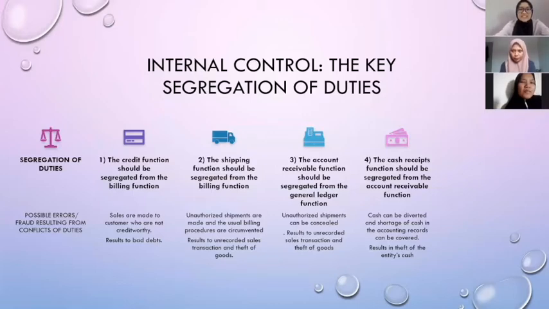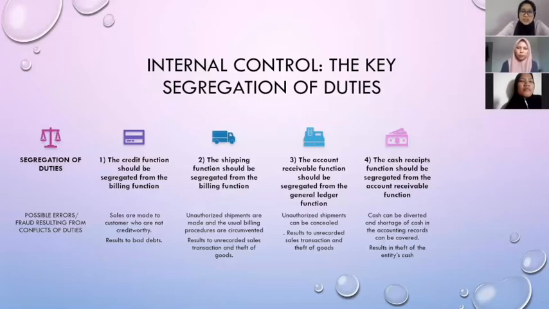The third one is the accounts receivable function should be segregated from the general ledger function. So if an individual is responsible for the accounts receivable record, then the company needs to assign a different employee to be responsible for the general ledger. This is because if one person is responsible for both accounts, then they can conceal unauthorized shipments, and this will result in unrecorded sales transactions and theft of goods.